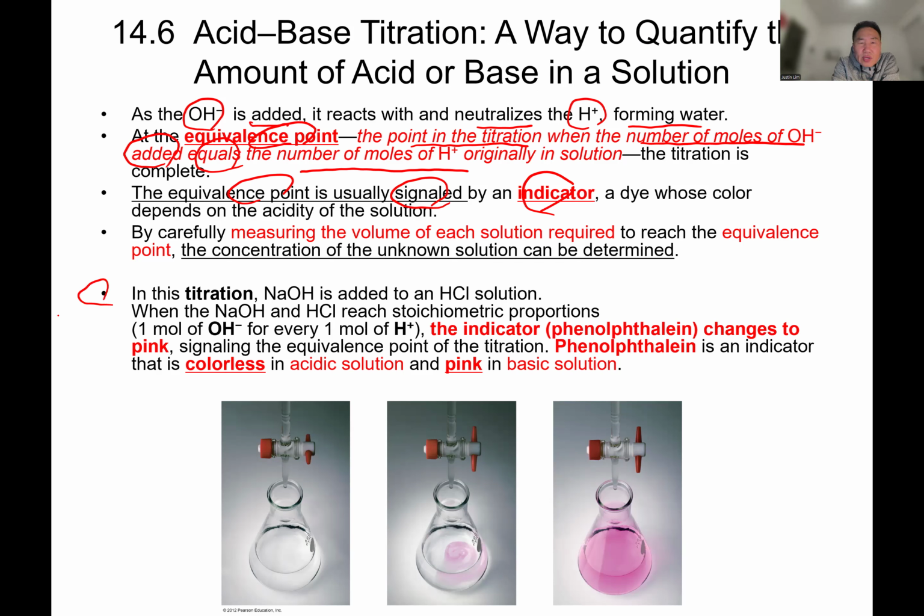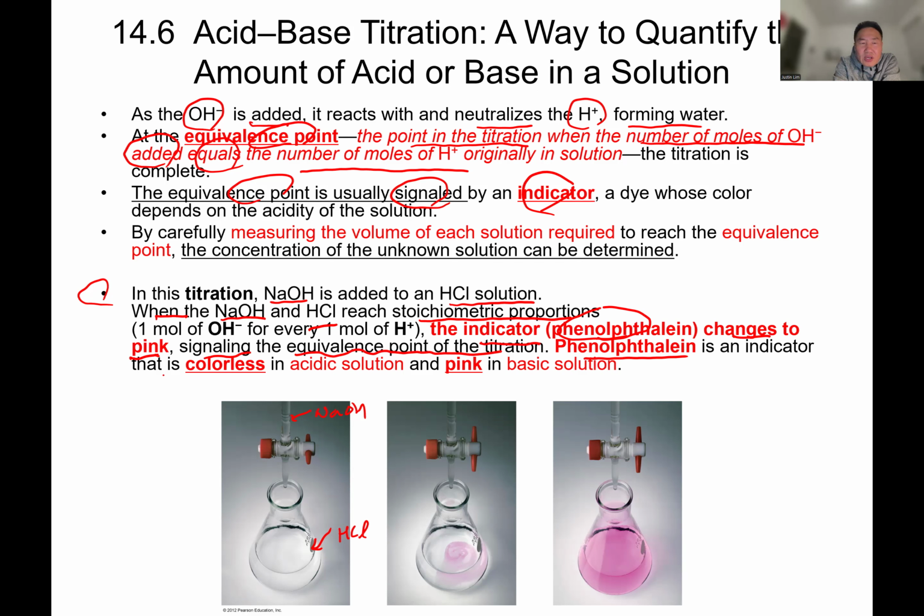So in the titration, NaOH is added to an HCl solution. You can add NaOH into the acid solution. When NaOH and HCl reach stoichiometric proportions, the indicator, you might use phenolphthalein as an indicator, changes to pink, signaling the equivalence point of the titration.